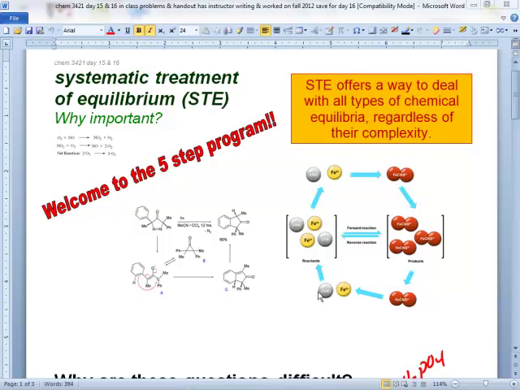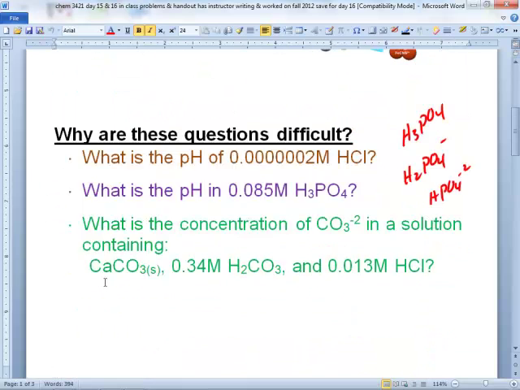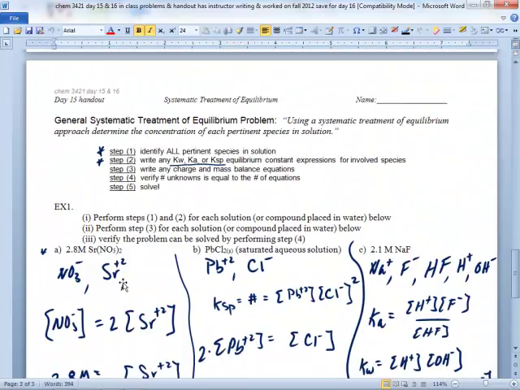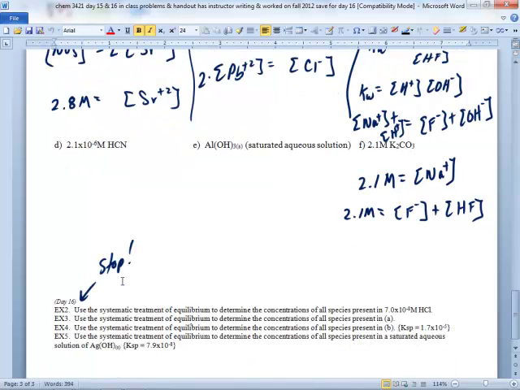So we're still working on our 5-step program, except now we're going to do step 5 of our 5-step program. We're actually going to solve the stuff, right? So let's go ahead and see if you can set up all the equations for EX2.